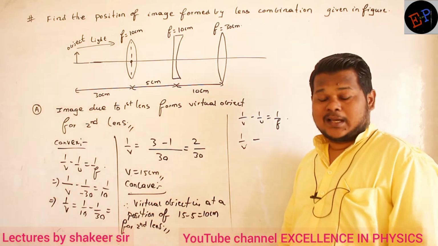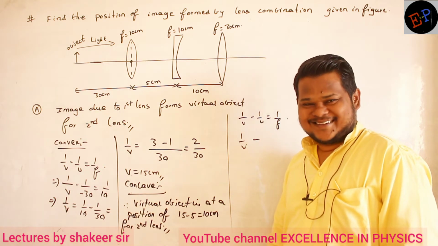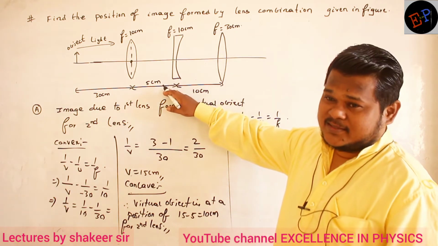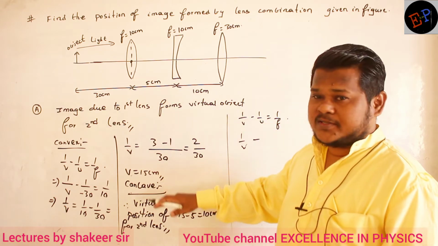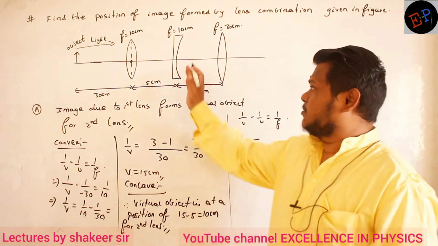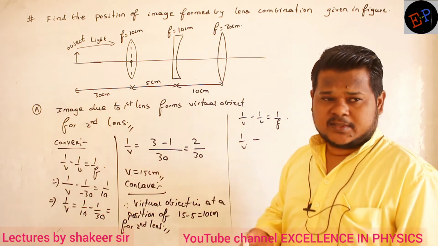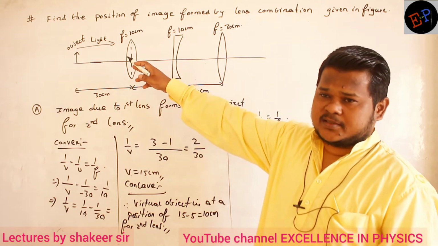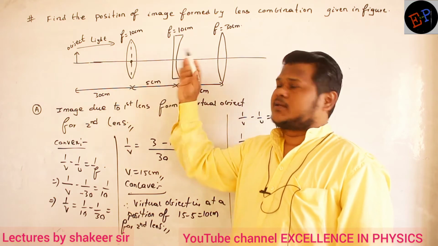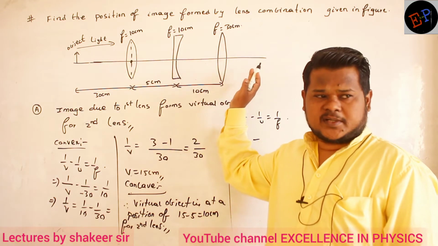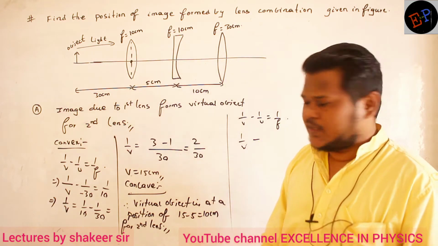Minus 10. Why minus 10? For the second lens, the virtual object is present at what distance? 10 centimeters. This side or this side? This side. This side, then will you take negative? Positive. Light is coming in which direction? Light is coming in this direction. The object is also present on the same side. So definitely positive. Are you able to understand?